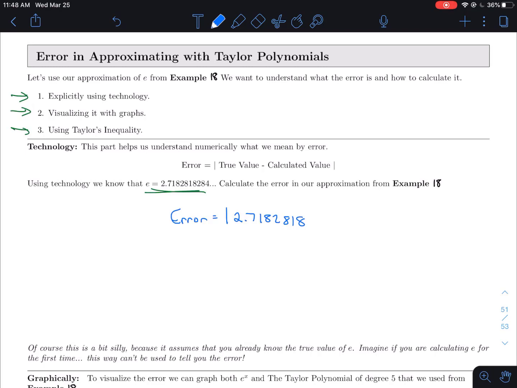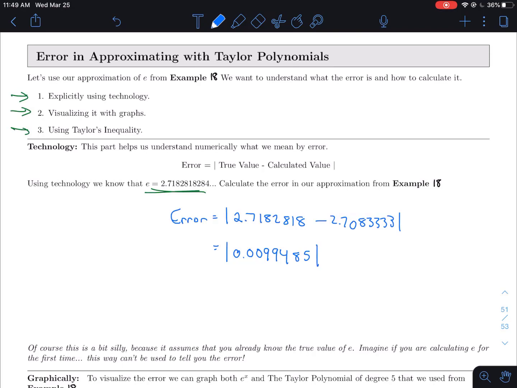That's maybe a good spot for me to stop. And then I'm going to subtract away what we got, which was 2.7083 repeating. And when we subtract these, we can go down: 2 minus 2, 7 minus 7, 1 minus 0, and so on and so forth. You'll see that we get the absolute value of 0.009948, and I'll round here to 5.